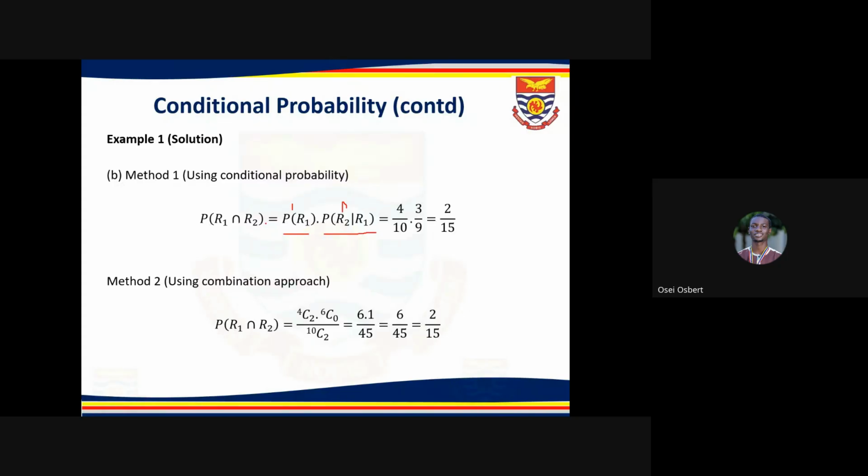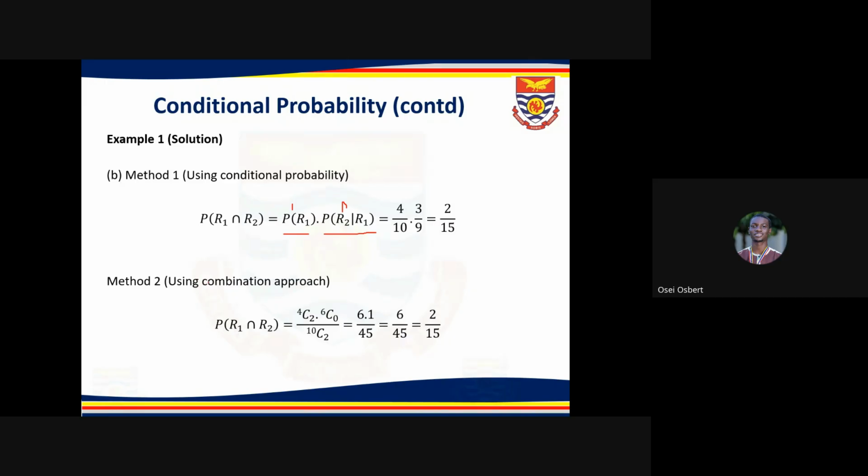Or you can alternatively use the combination approach. The combination approach looks at without replacement. In the instance that we have with replacement, the combination approach does not suffice. So here we are looking at without replacement. Without replacement, you can use the combination approach, but with replacement, the combination approach is not the best to use.